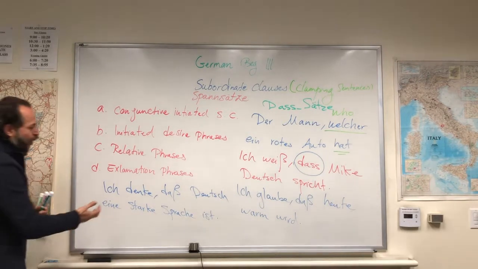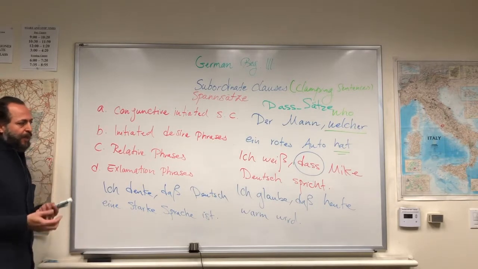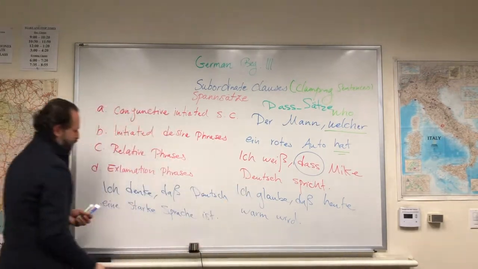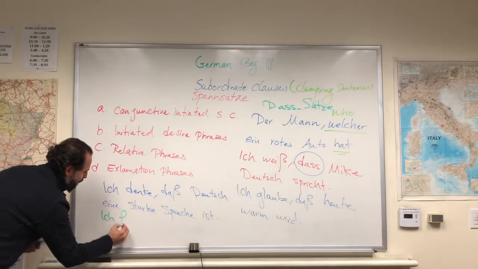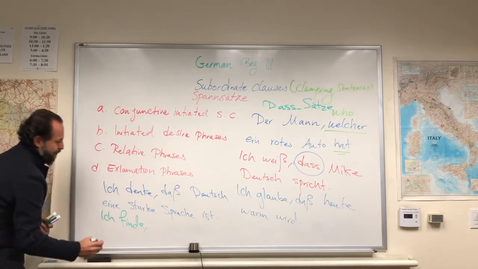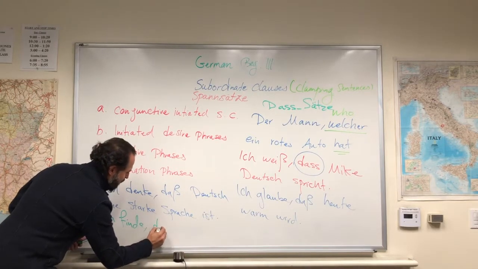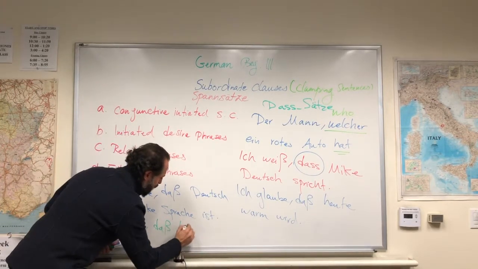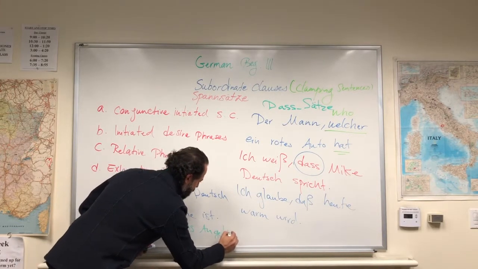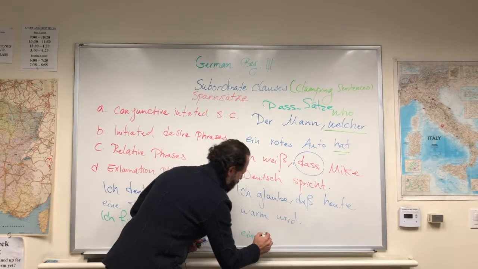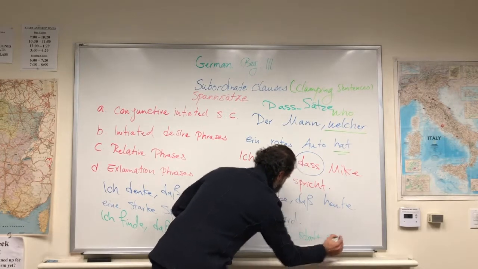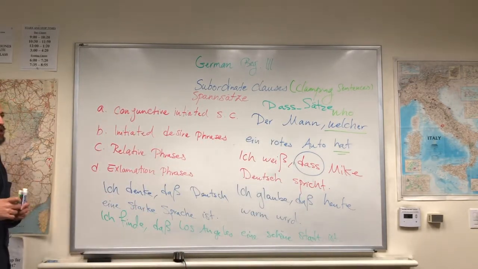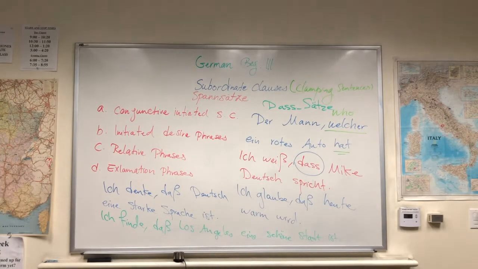So as you see, all phrases that start with a kind of perception, like ich glaube, ich weiß, ich denke, or for example, ich finde, dass Los Angeles eine schöne Stadt ist. Ich finde, dass Los Angeles eine schöne Stadt ist. Todd, what does it mean? I find that Los Angeles is a lovely or beautiful city.